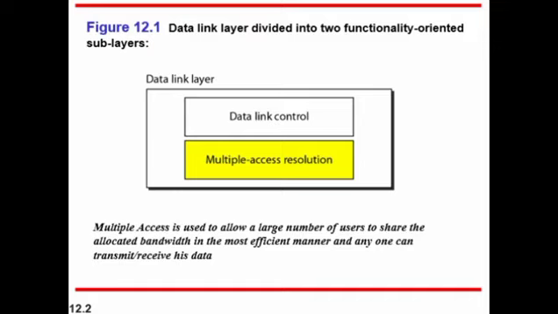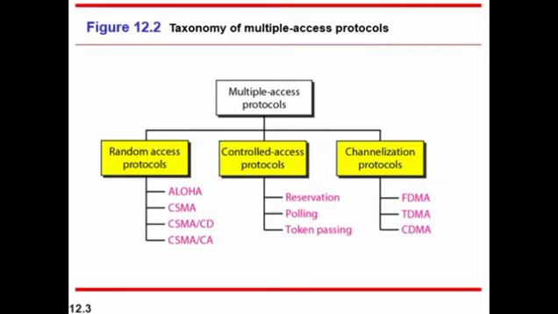Taxonomy of the multiple access protocols. There are different protocols of multiple access. Here you can see there are different categories: the random access protocols, controlled access protocols, and the channelization protocols. The random access protocols include Aloha, which is used for multiple access. Aloha stands for Additive Link Online Hawaii Area.